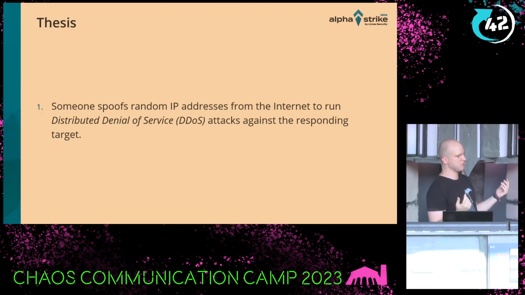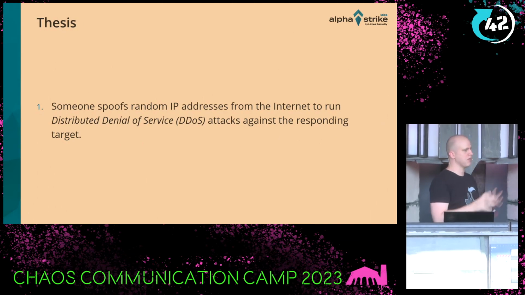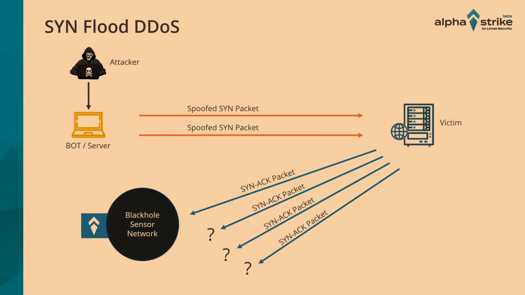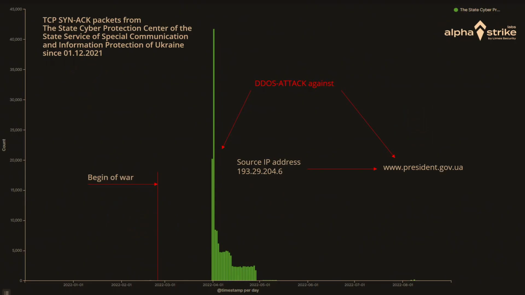We have 1,000 IP addresses. When you send tons of packets, there's a very good chance that you will also spoof some of our IP addresses. So just to illustrate it, the attacker is sending spoofed SYN packets to the Ukraine victim, and the victim is replying with SYN ACK packets, and some of the SYN ACK packets are also hitting our sensor network. And in that way, we can identify who is the victim of the DDoS attack, right?